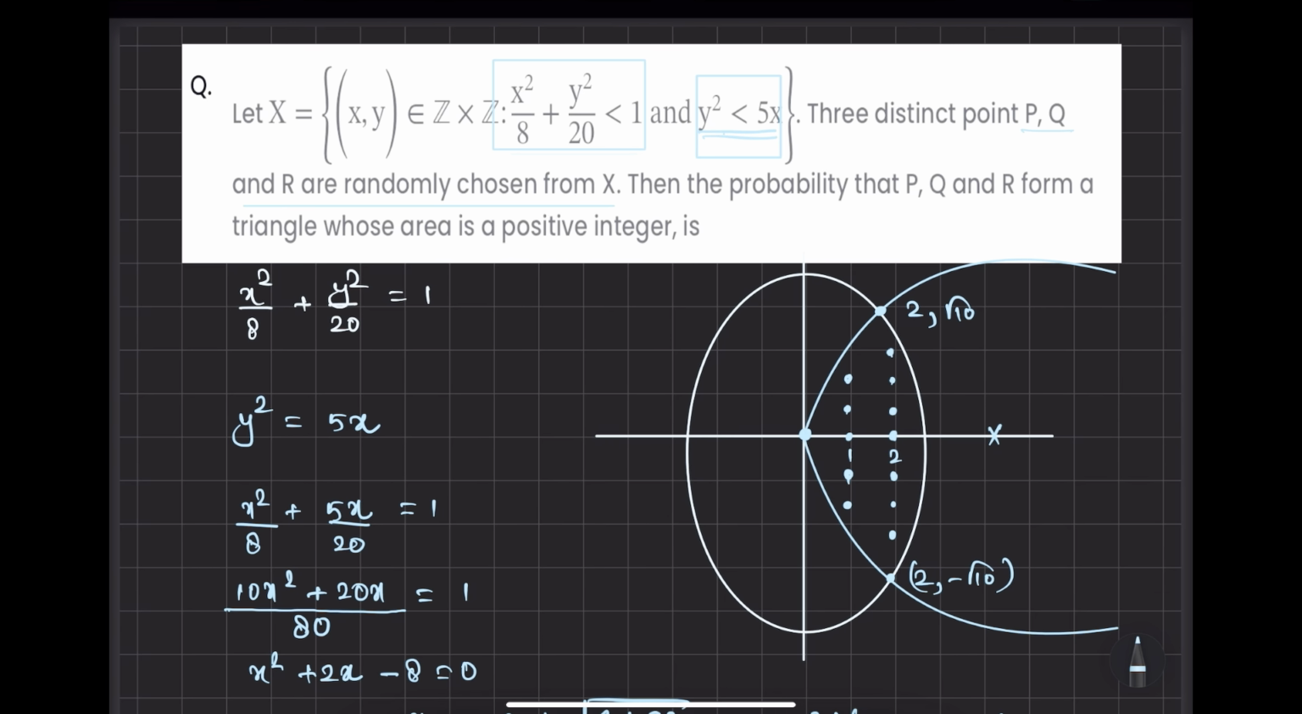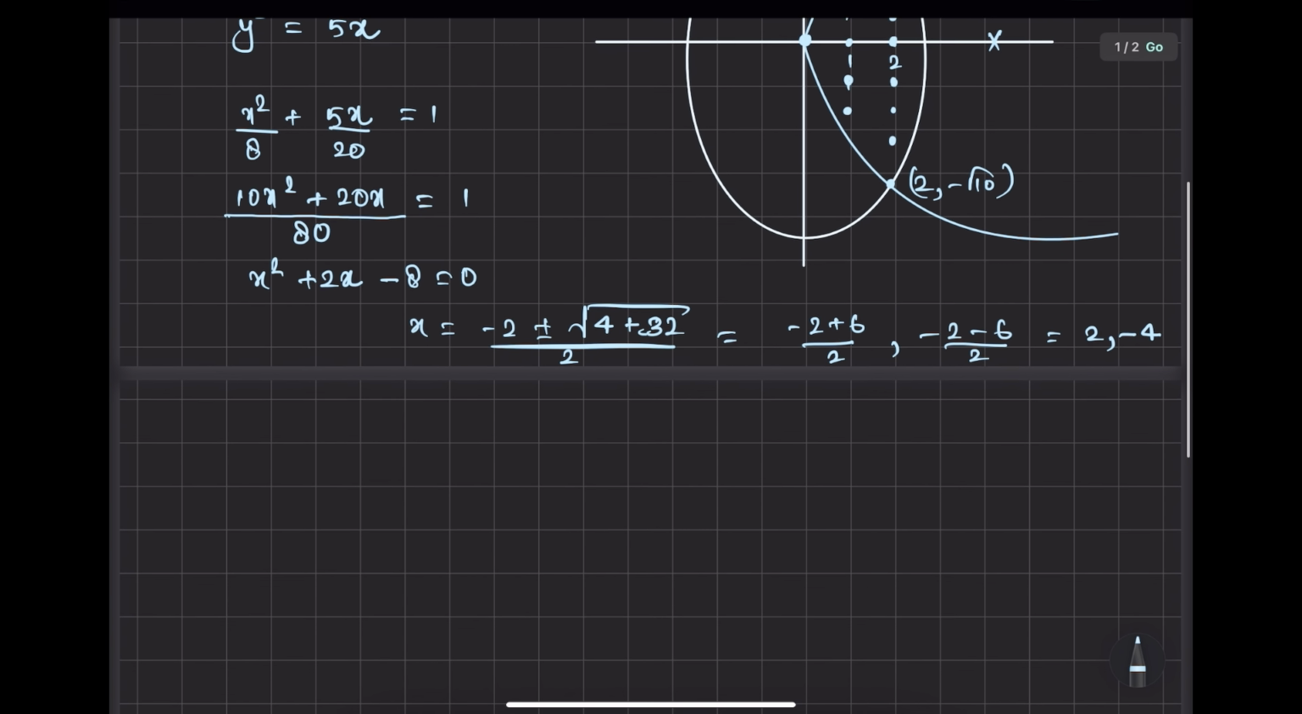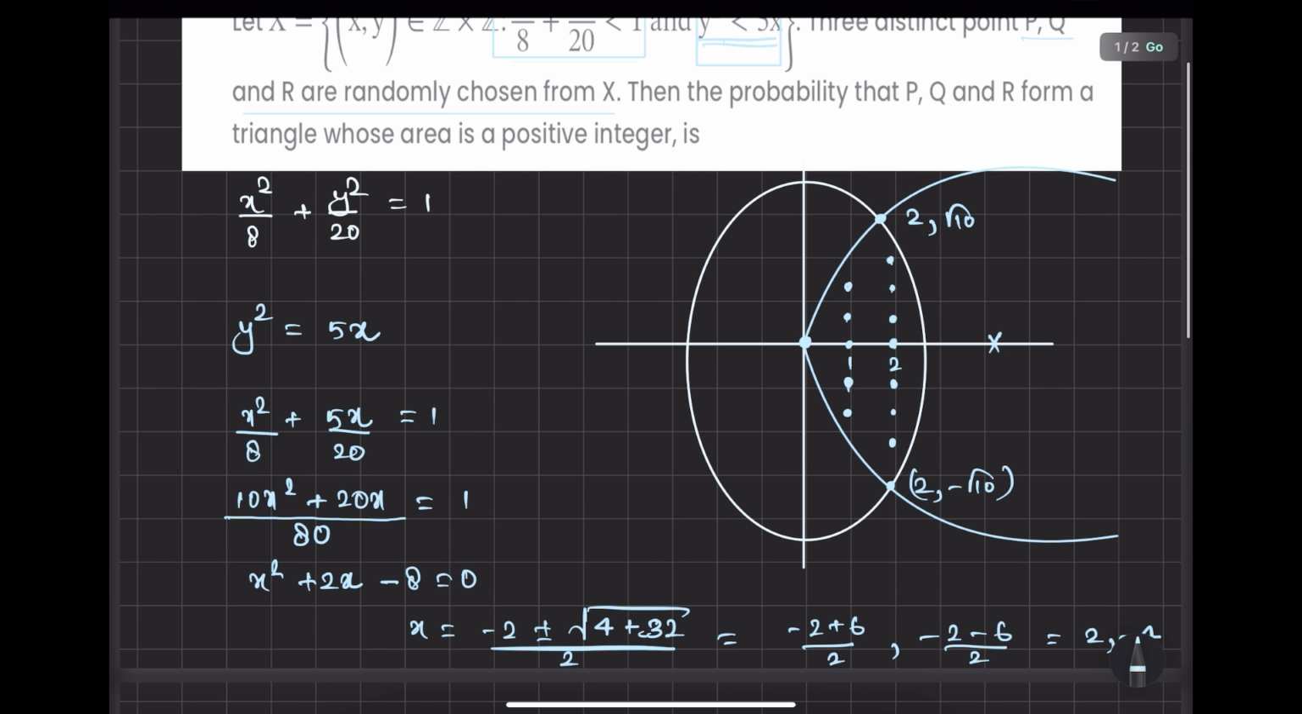Okay. Now look at this. So what is the question? The probability that PQR form a triangle whose area is positive. So we have to consider PQR. Now you know that if you consider all 3 points from the same line, you will end up creating a problem that the area of the triangle would become 0.